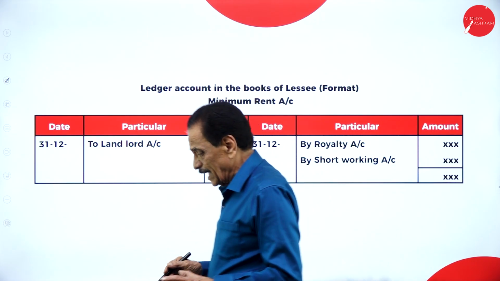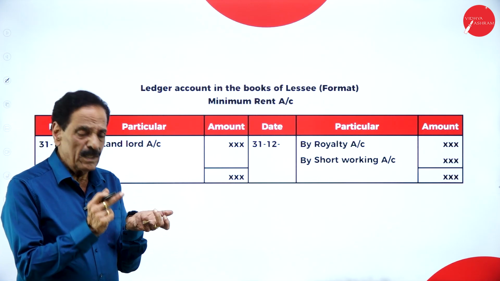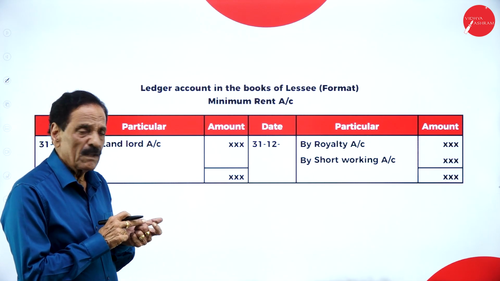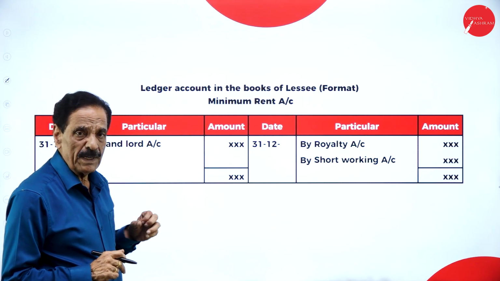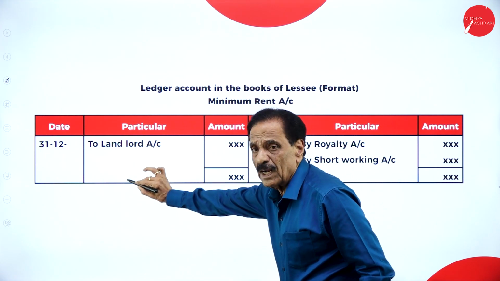Now we'll go with the ledger. What are the ledgers they have to ask? One is the minimum rent, one is the royalty, one is the short working. Here, we go with the minimum rent. First one, see that minimum rent account debit to landlord account.